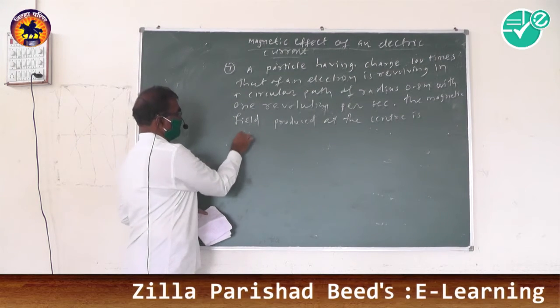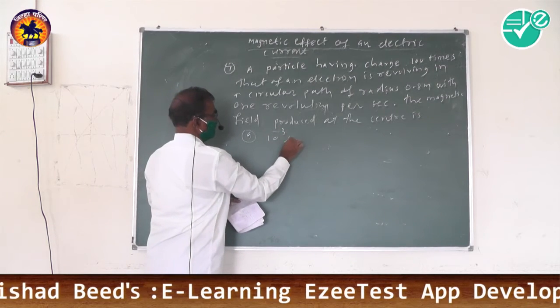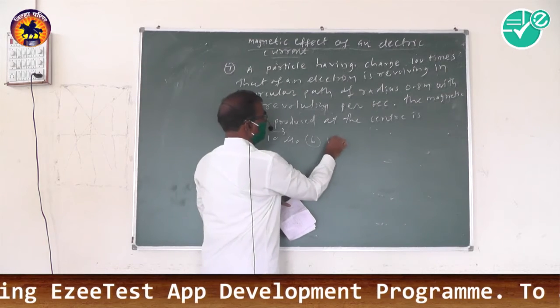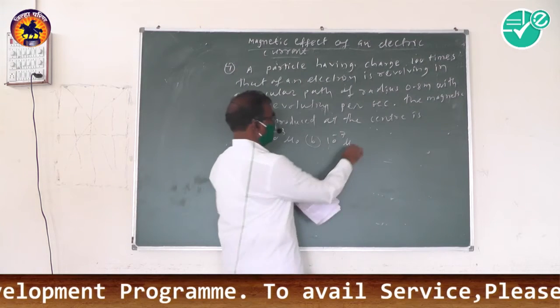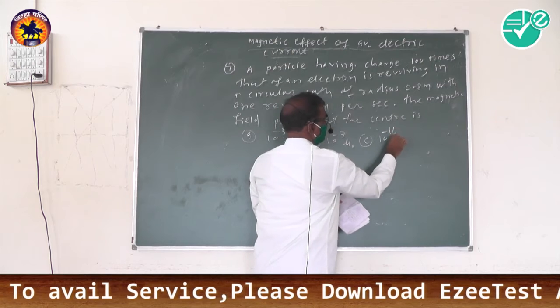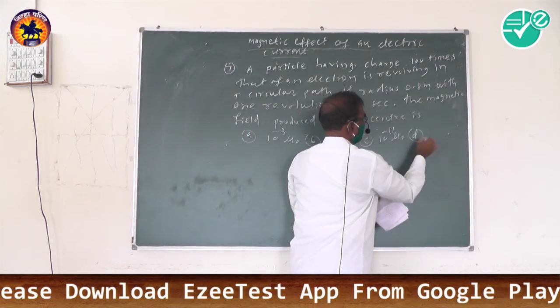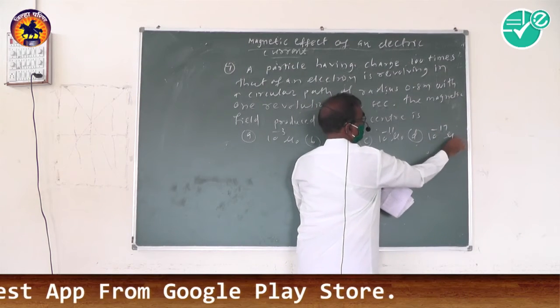A, 10 raised to minus 3 mu 0, B, 10 raised to minus 7 mu 0, C, 10 raised to minus 11 mu 0, and D, 10 raised to minus 17 mu 0.